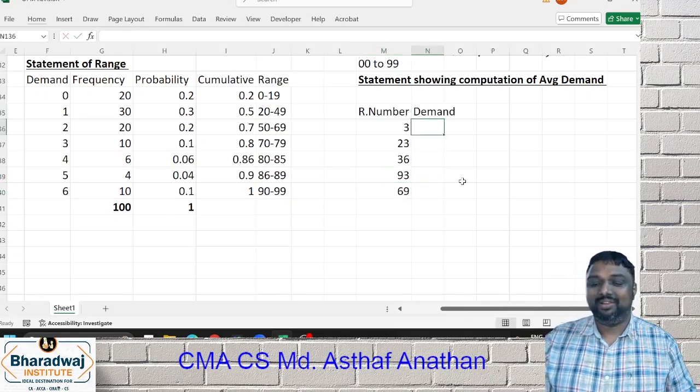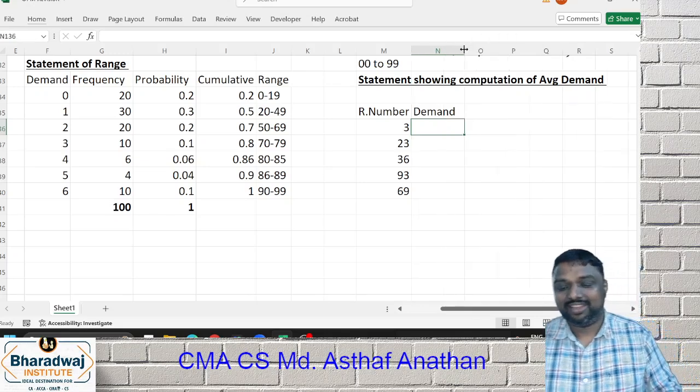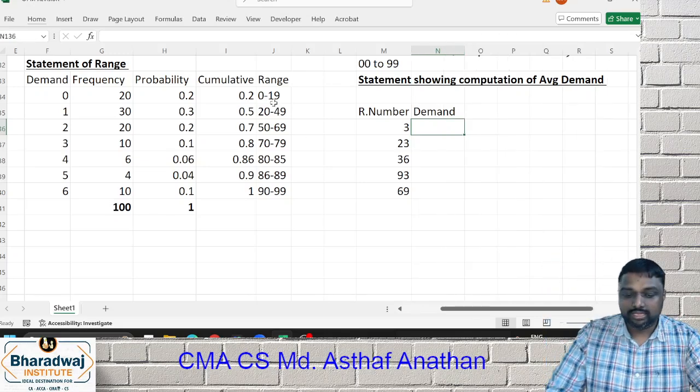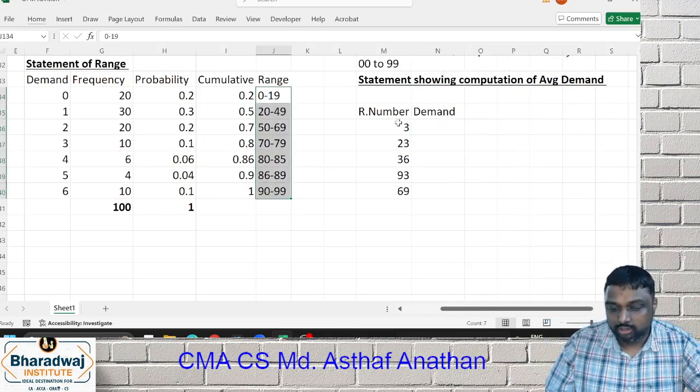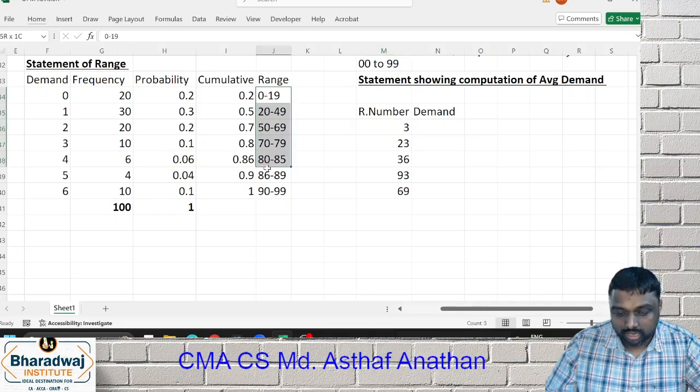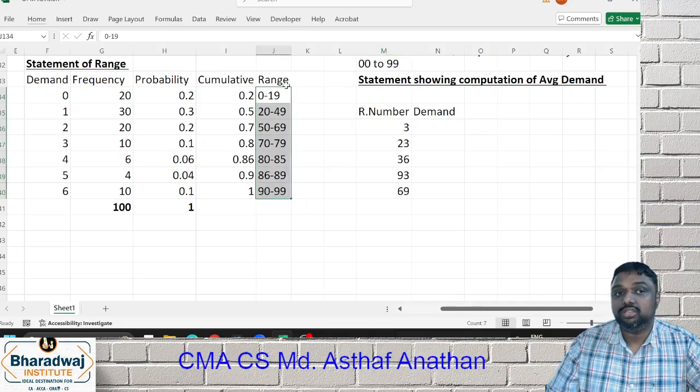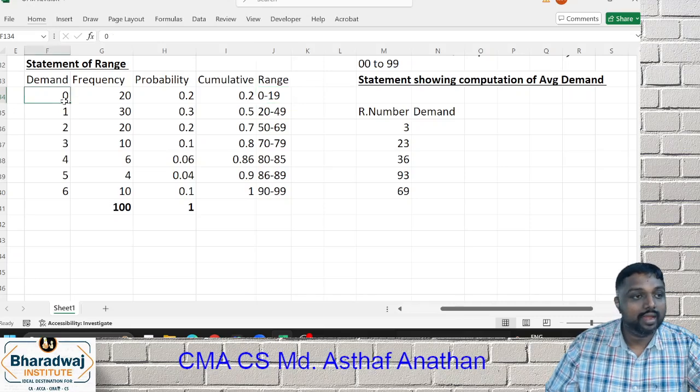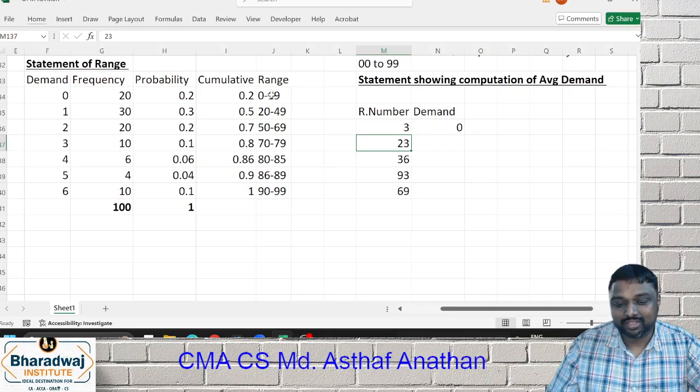Now you have to take. This is the one line you have to understand. If you understand this, you can do any question. This is the range. So you take number 3. You have to see which range number 3 is coming in. Number 3 is coming in 0 to 19. So what is the corresponding demand? 0. You have to put demand as 0. Here you are getting 23. Which range is 23 coming in? This 20 to 49.